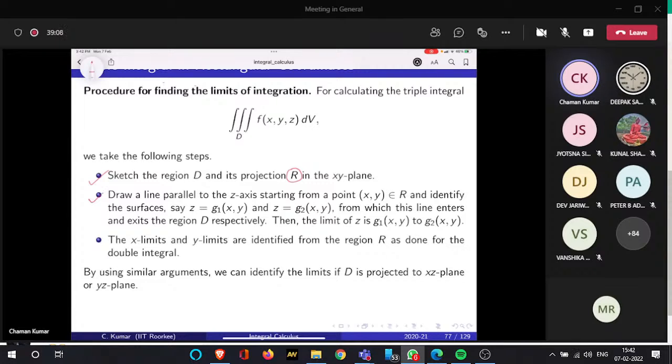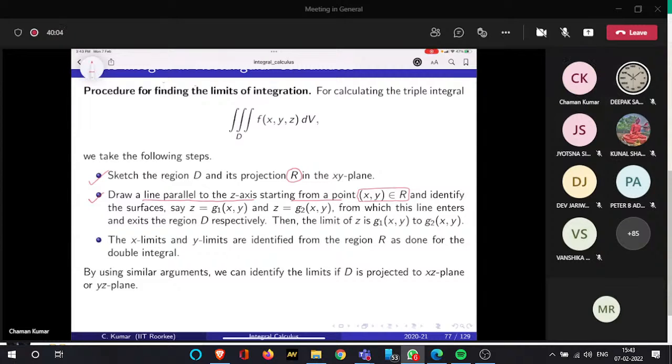Then the second step is to draw a line parallel to the Z axis starting from a point (x, y) in the region R. So you have region D, you plot this region D in R3, and project it in the XY plane, you get the region R. Now from this region R, you pick a point inside the region R. From this point, you start a line which is parallel to the Z axis.